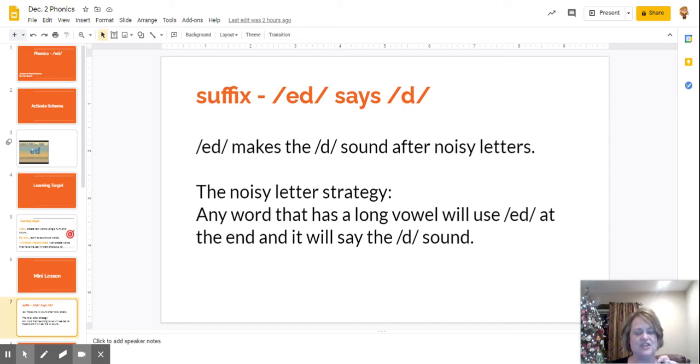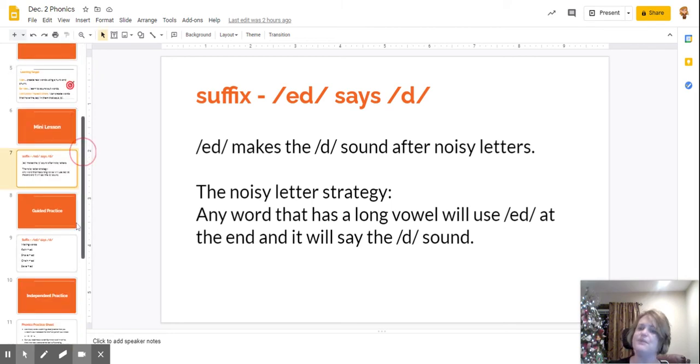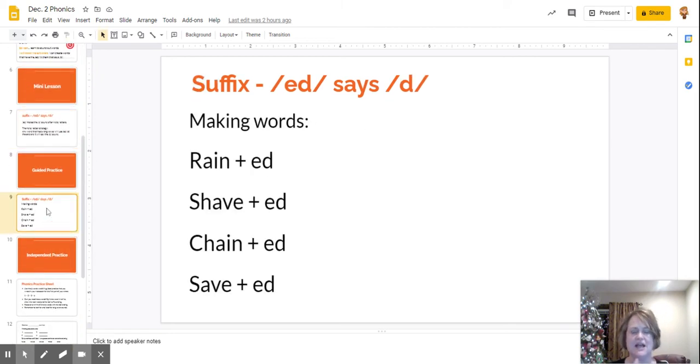Noisy letter strategy is any word that has a long vowel. They will use ed at the end and it will say the D sound. So any word that has a long vowel. Now that's not always the case, but it will be the case most of the time.